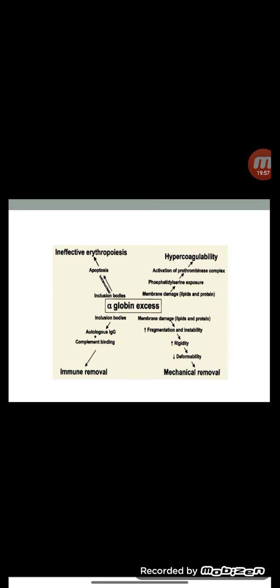So, these are the various pathways of pathogenesis in beta thalassemia, because central to the pathogenesis is the alpha globin excess, even in the presence of normal amounts of beta globin chains. So here is the same.